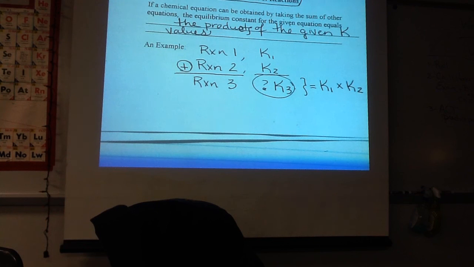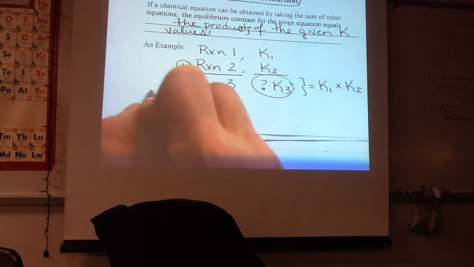Wait, and K is just the concept. K is, it's not a K is a reaction, is the equilibrium constant, yes. All right. Too many K words.